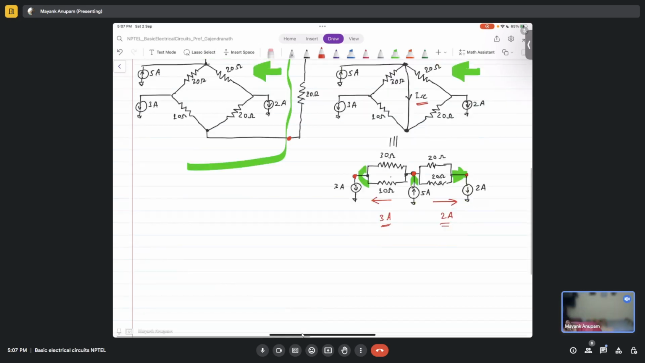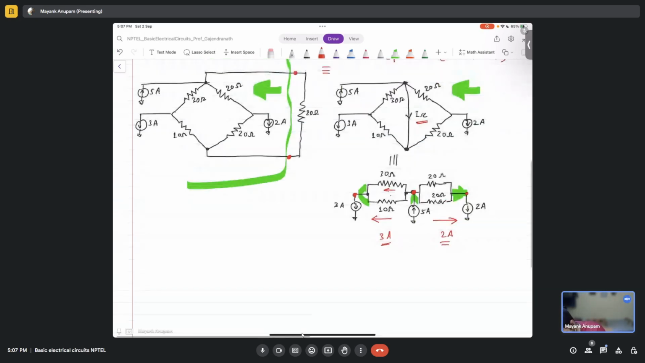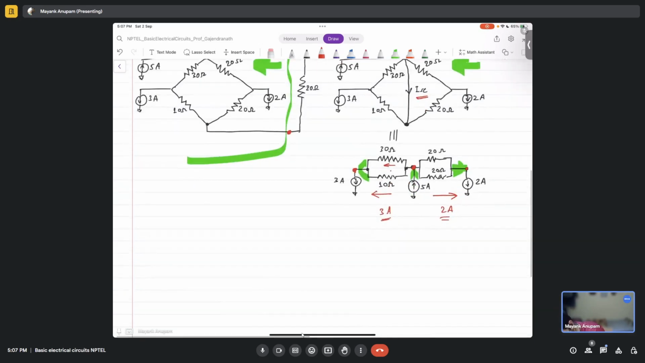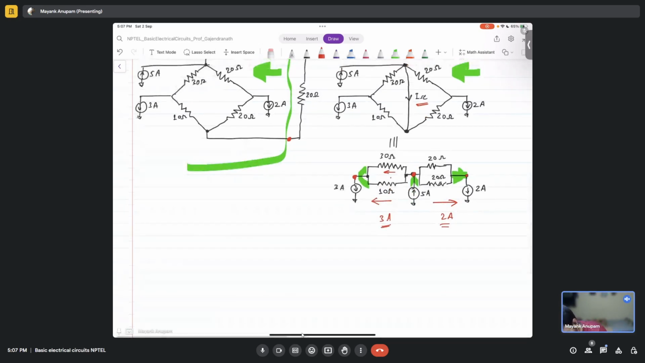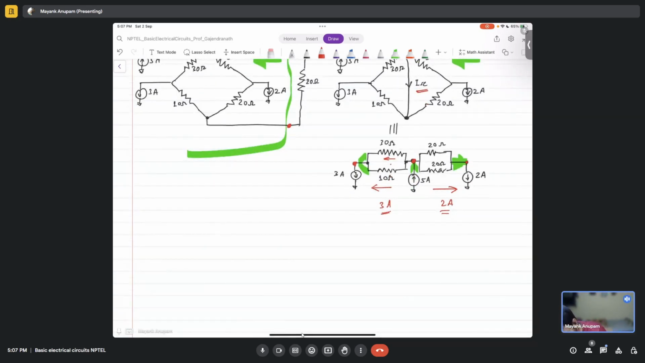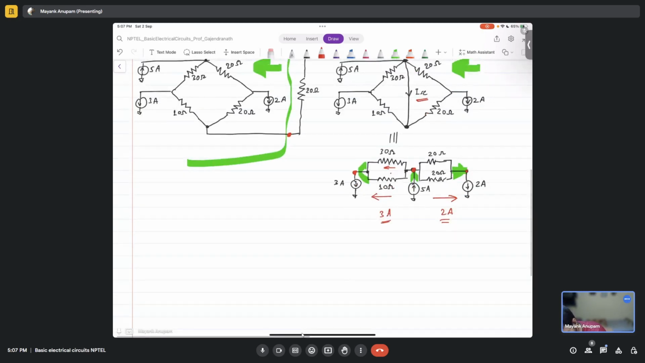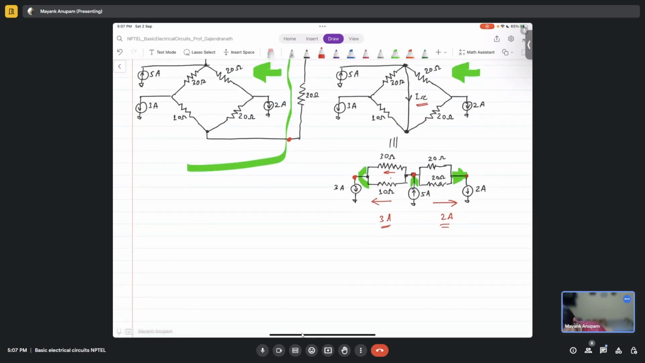So what is the current going in this 30 ohms and 10 ohms? 3 amperes will split in 30 and 10. So what will be the ratio of splitting? It will be 3:1, right? Correct? So 9 by 5 will move in this and 1 by 5 will move here.